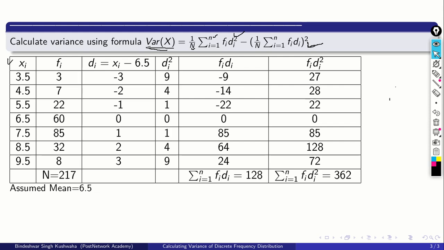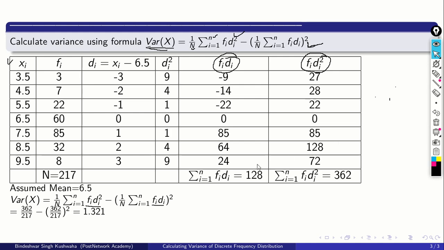So this is 362. Now let us see the formula. The formula is given here, and we have fi di square, which we have calculated. Thereafter fi di, which we have also calculated. So we are going to calculate the variance. Just plug in all the values, this one and this one, and the variance would be 1.321.